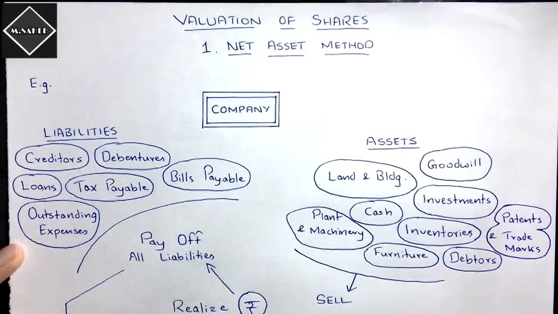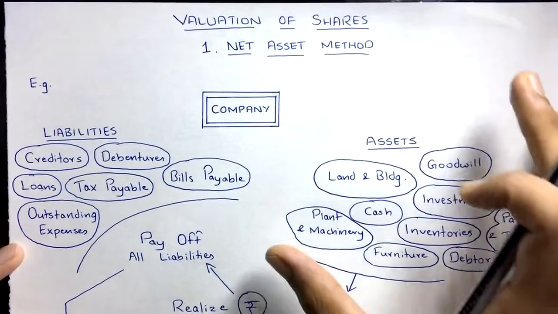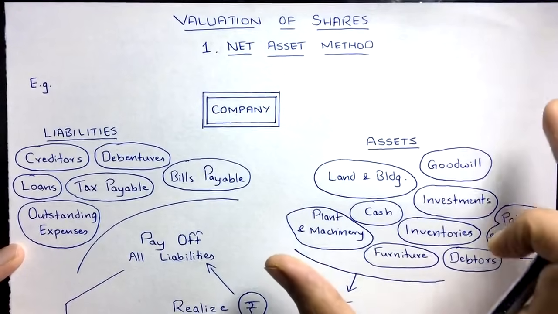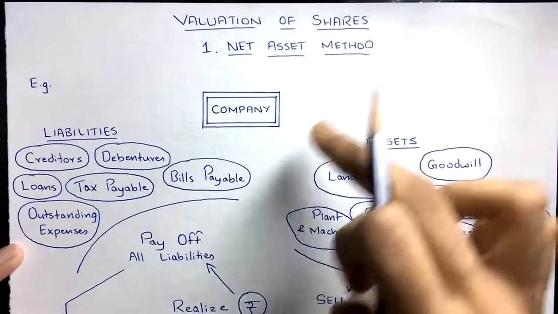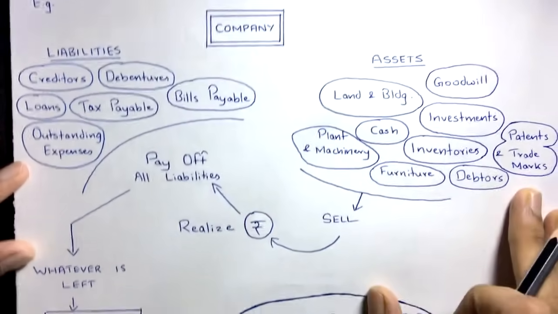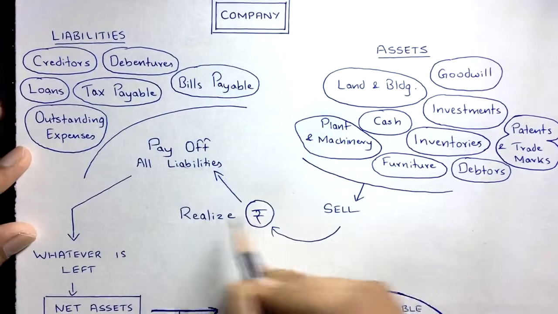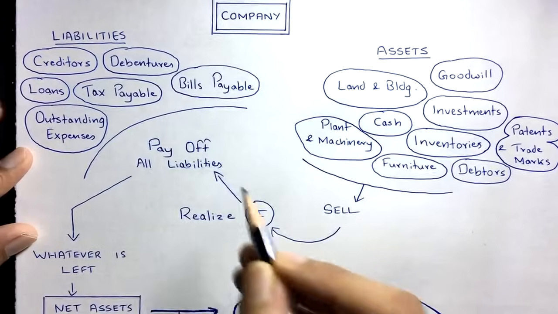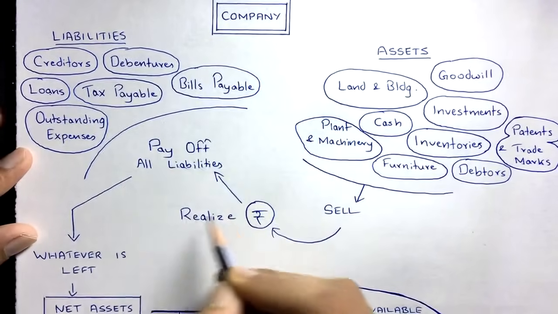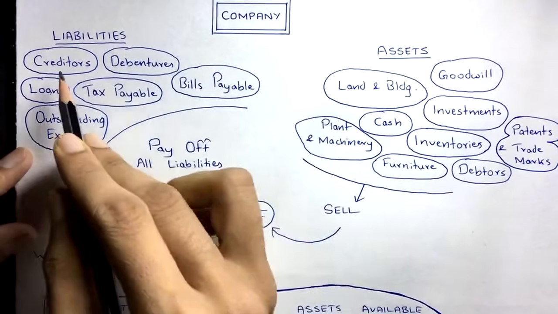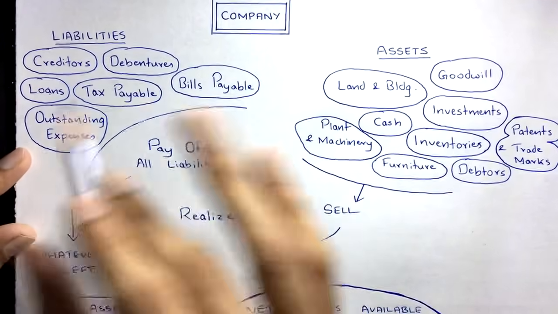Fine. So in liquidation, what we did in the liquidation chapter is we sell off all the assets. And whatever money is realized from selling the assets, we pay off all the liabilities with it. From that money we pay off all the liabilities, whether it is creditors, debentures, bills payable, all the liabilities.